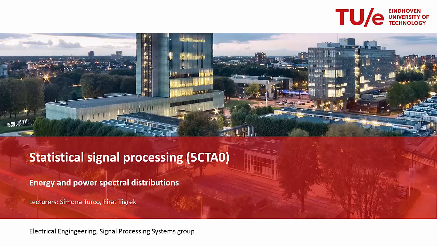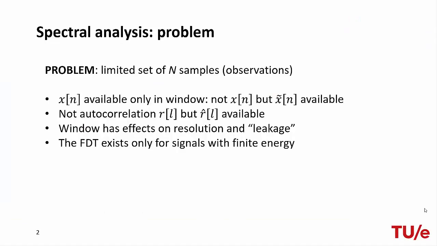Welcome to this screencast in which we cover energy and power signals. In a previous screencast introducing spectral estimation, we saw that in practice we often have a few samples of a random signal available. This means we do not have the full infinite length signal, but a windowed version of the signal. Thus, we cannot calculate the true autocorrelation function, but an estimate of it.